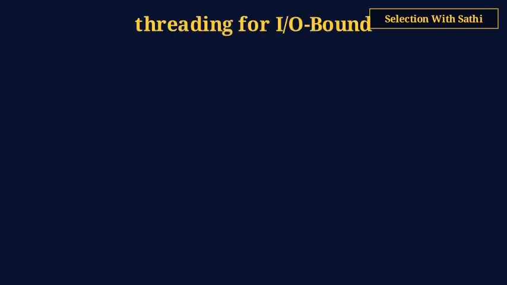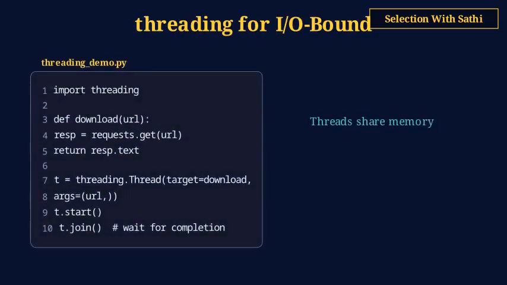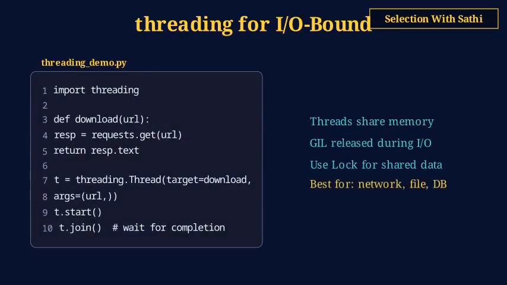The threading module is ideal for I/O-bound tasks. Create a thread with threading.Thread, passing the target function and arguments. Threads share the same memory space, which is fast but requires care with shared data. The GIL is released during I/O operations, so multiple threads can wait on I/O simultaneously. Use threading.Lock to protect shared mutable state from race conditions.